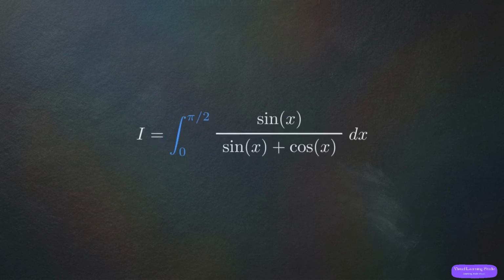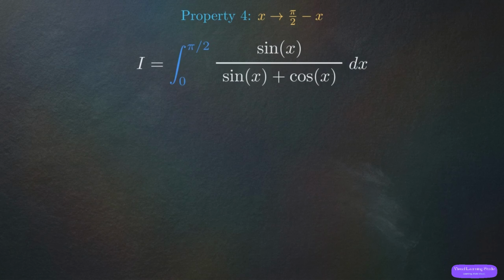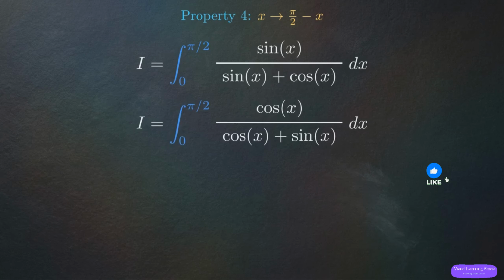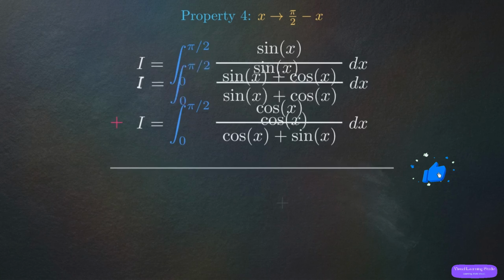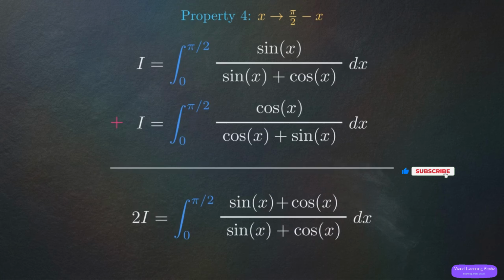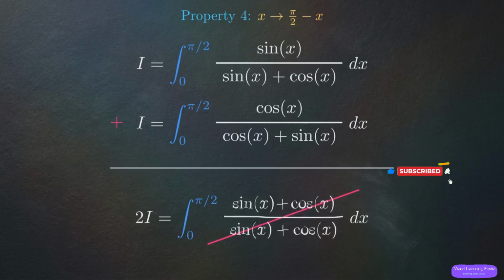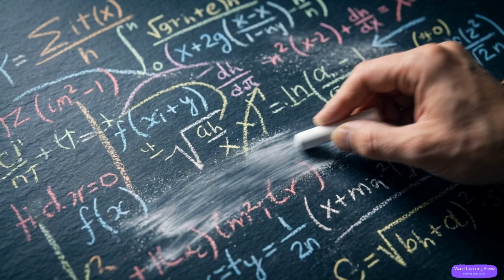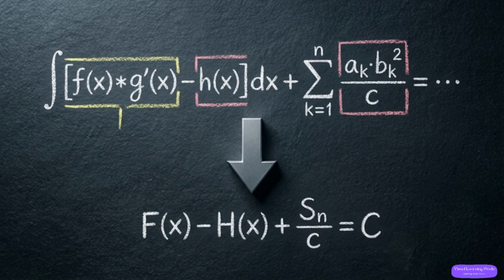It looks difficult because of the trigonometric fraction, but the setup is a perfect candidate for property 4. When property 4 replaces the variable, the sine and cosine terms swap. Adding this new version to our original equation creates a numerator that matches the denominator, simplifying the entire integral to 1. Solving high-level problems isn't about the speed of your calculations. It's about recognizing which properties allow you to simplify the expression before the integration starts.